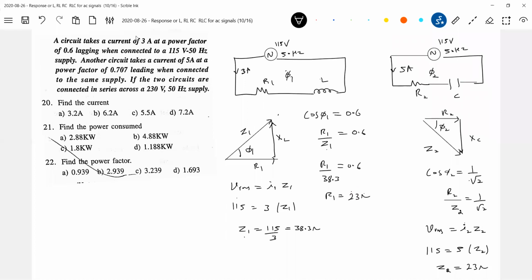Okay, I know R1. Can I bring the value of L? So we know Z1 square is equal to R1 square plus XL square. We know Z1 value, we know R1, we'll get XL. And if you know XL, XL is L omega. What is omega? 2 pi f. With this, we'll get the value of L.